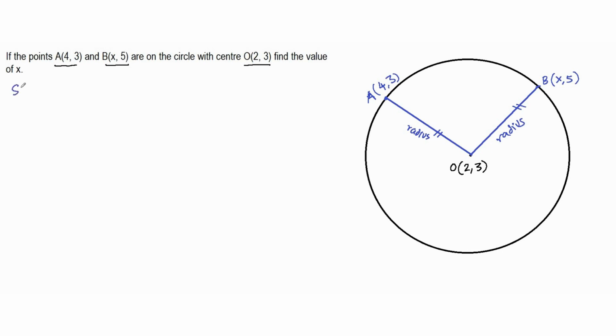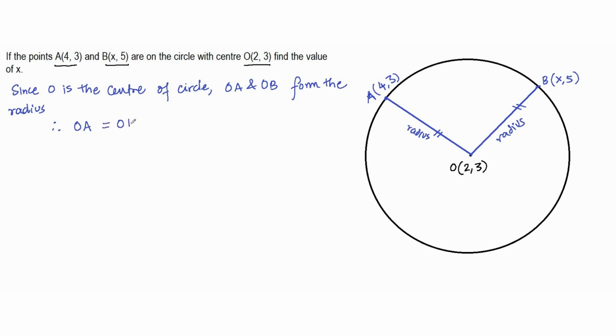Since O is the center of the circle, I know that OA and OB form the radius, and therefore I can say that the length of OA is equal to the length of OB. Now using the distance formula, I can definitely find the length of OA.